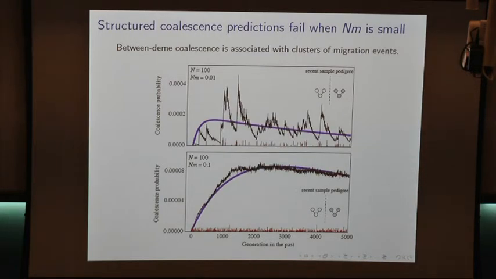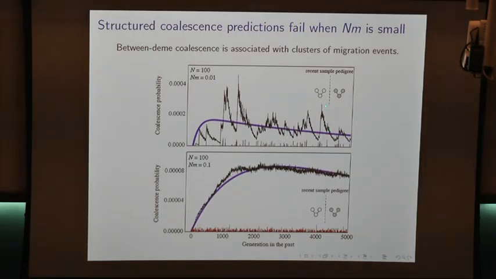So here's a picture of two different simulations that differ in the rate of migration: Nm equal to 0.01 or Nm equal to 0.1. In both cases, the subpopulation size is 100. And the predictions that I referred to on the previous slide are given by these curves. A single population pedigree is generated for each of these pictures. And what you see is the actual distribution for that pedigree of the time to coalescence for a sample from two different subpopulations.